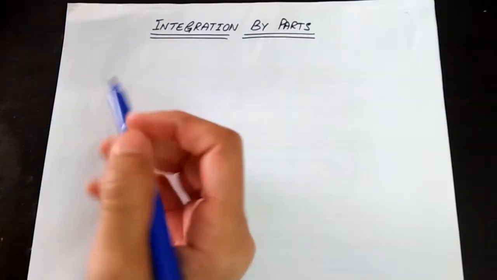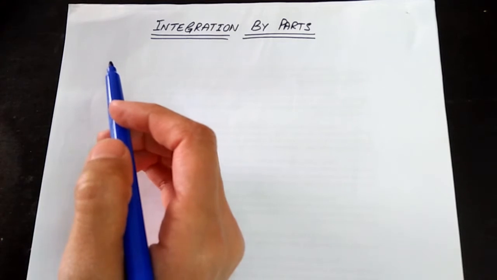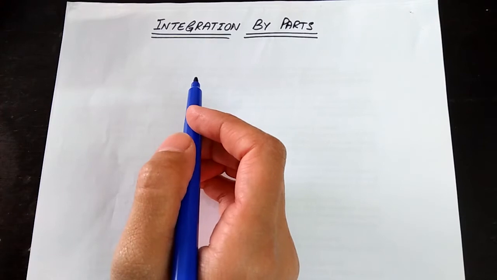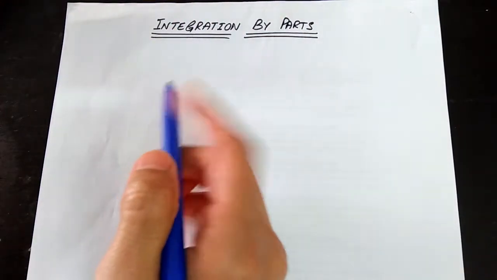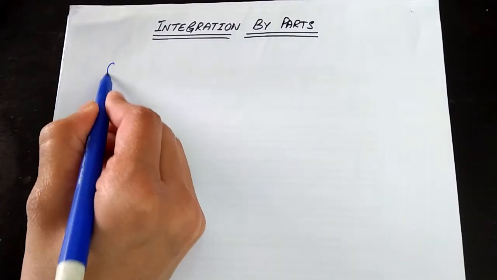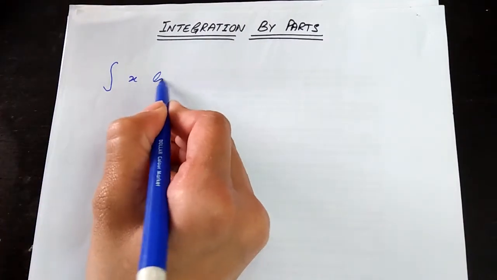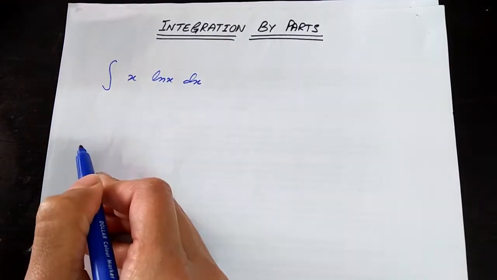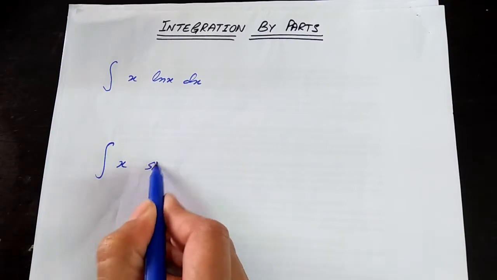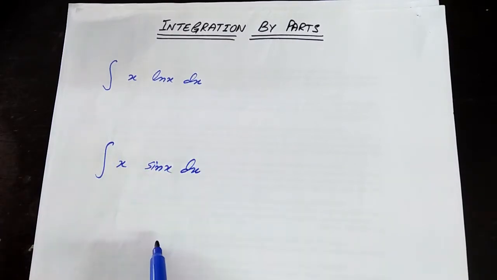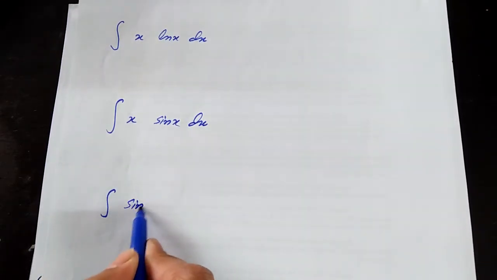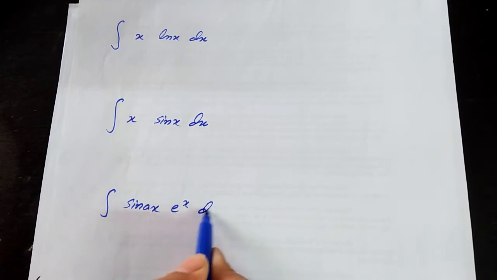Before starting exercise 4.3, we must know some of the rules to follow in integration by parts. Basically, we have only three main rules that you will follow in integration by parts questions. For example, you have x ln x dx, and consider an example x sin x dx, and consider the third example sin(ax) e^x dx.